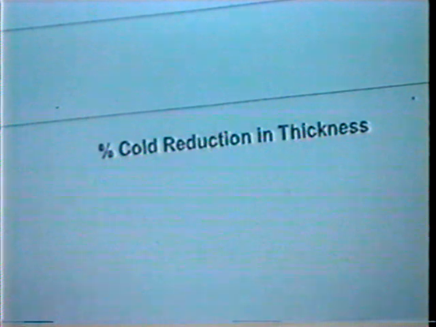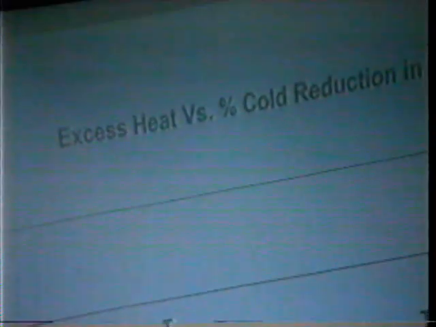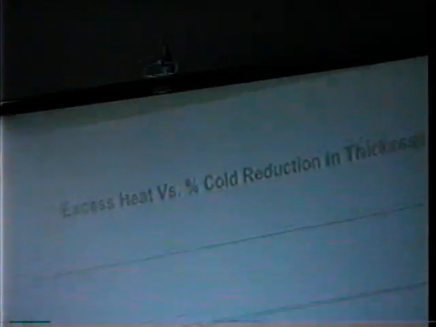So with 20% deformation, both cells, identical cells, gave this excess heat at the level of 0.4 watts. With 35%, both gave excess heat, but they didn't fall on each other. With 50% cold reduction, one gave no excess heat and the other one gave excess heat. And the error bars corresponded to 3 sigma.